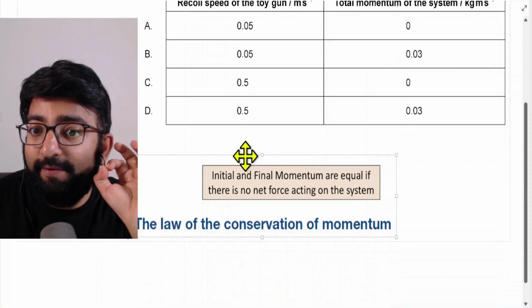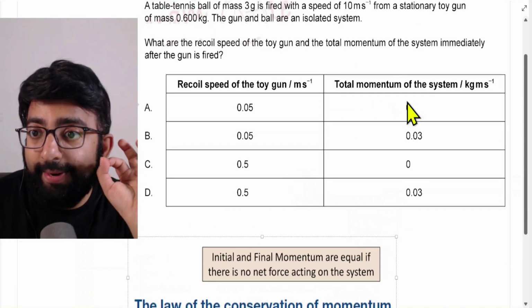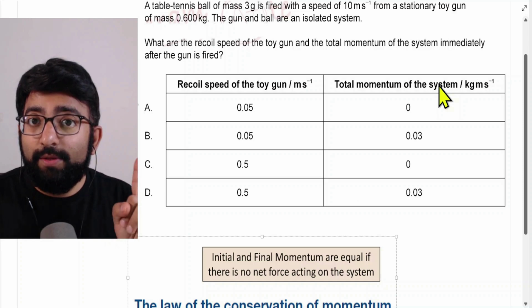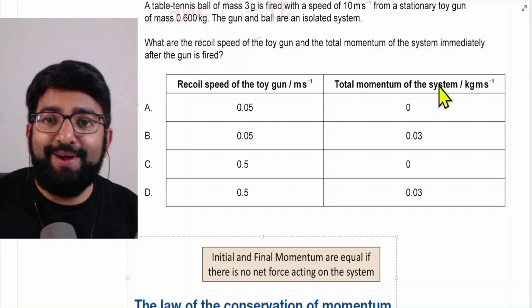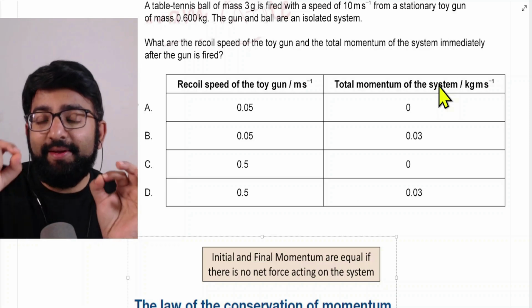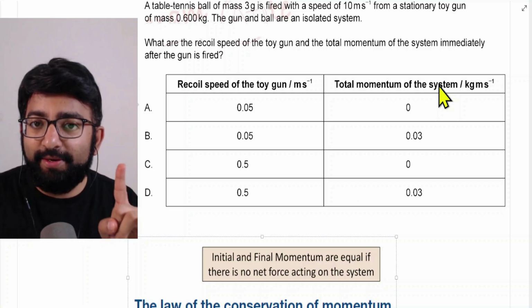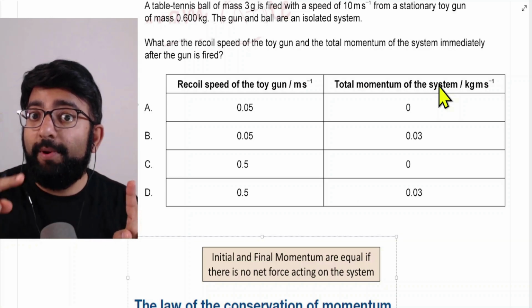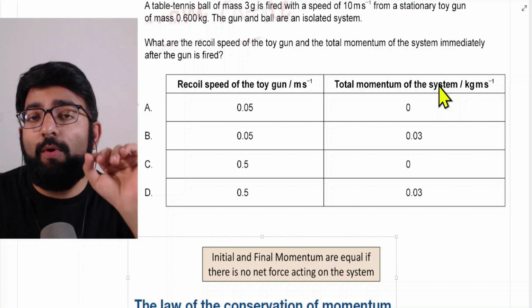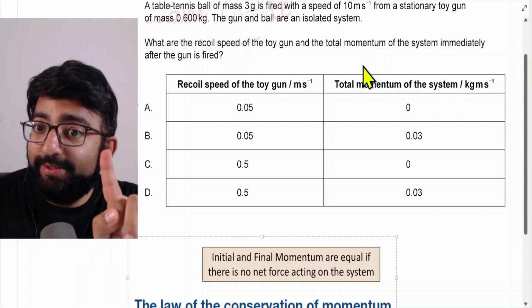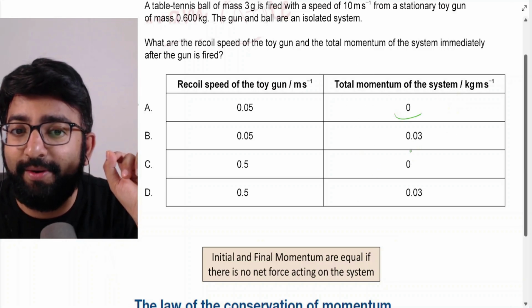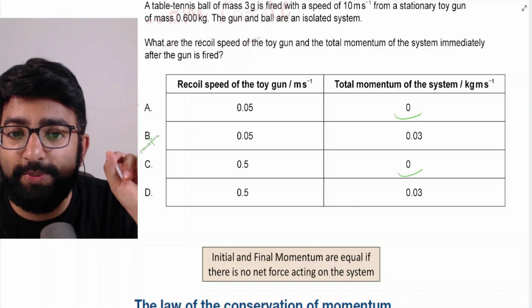Now, since we know that initial and final momentum are equal, the total momentum of the entire system after the gun is fired should be equal to the total momentum of the system before the gun is fired. So, how much is that? Initially, the table tennis ball was stationary inside the toy gun. So, the toy gun is stationary as well, as the tennis ball was not moving before the shot was fired. So, we can say that initial momentum of the gun and the ball system is equal to 0, which means that the total momentum of the system afterwards will also be 0. Hence, the answer is either A or C. We can eliminate option B and D.